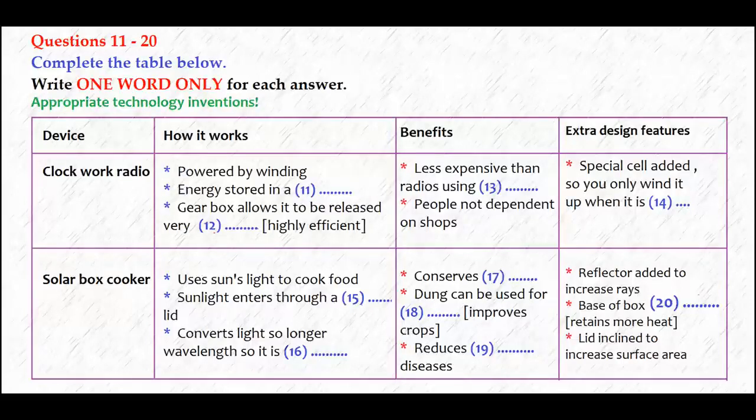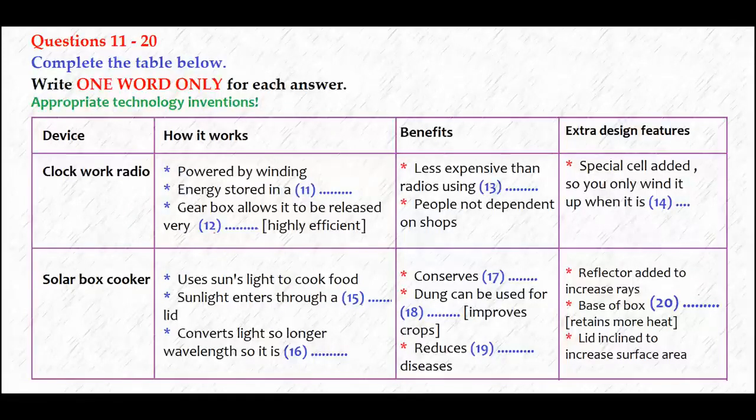So that's another plus point. Yep. And then we need to say something about the way cookboxes have been improved. I think we can emphasise the fact that a reflector is often added at an angle to the lid to maximise the amount of light entering.